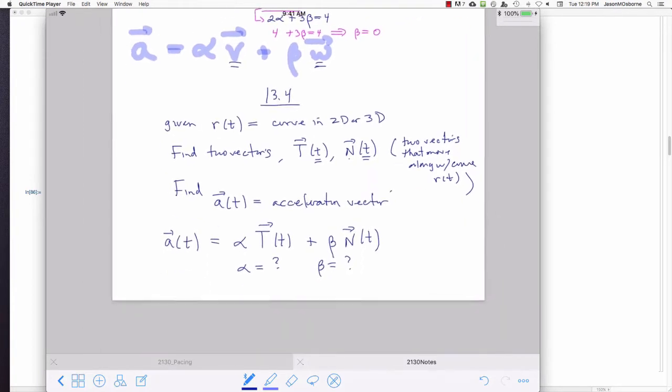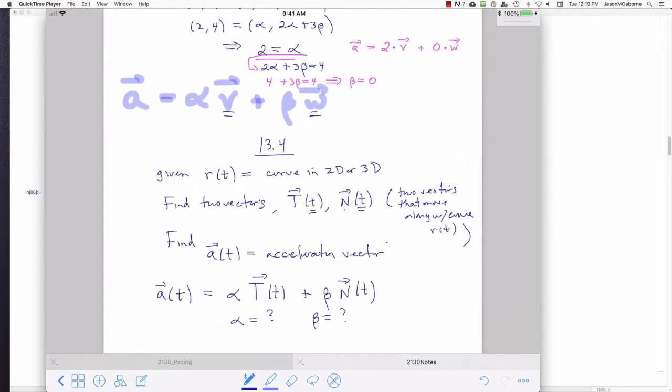We're verging on physics here, and so these letters alpha and beta, we can actually give them a better name. We'll call alpha A subscripted with t, which is called the tangential component of acceleration. And the number beta, we'll call this A sub n, called the normal component of acceleration. Okay?